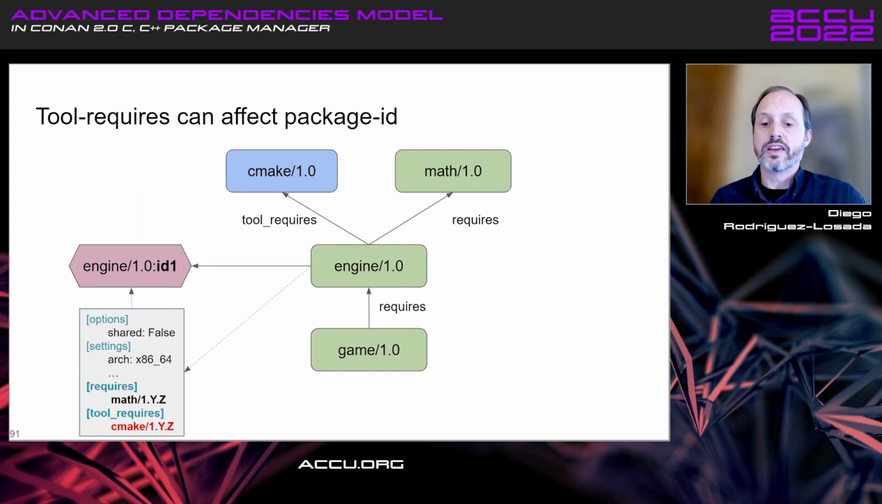And now, if you have the whole dependency graph before computing the package IDs for every package, you can factor the build requires into your package ID. And this is now possible with 2.0. Basically, you can use the same rules and put the CMake semver representation of the CMake version into the configuration that is going to be hashed into the package ID.